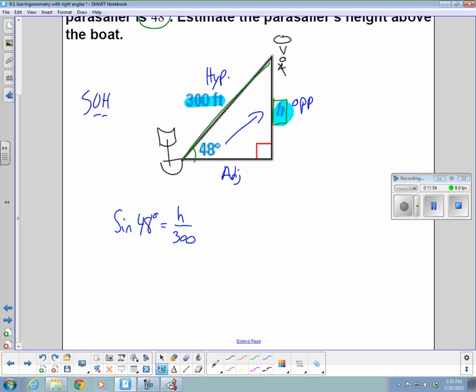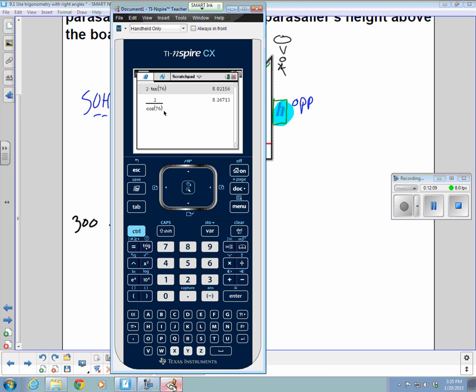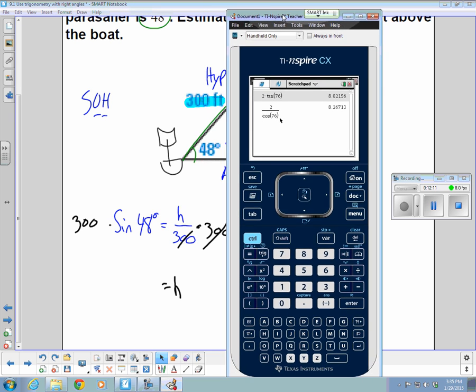Well, this is going to be an easy one to solve. All I have to do is multiply both sides by 300 and voila. These will cancel. h is going to be equal to this. So let's type this in the calculator and see what this is. So 300 times sine of 48.